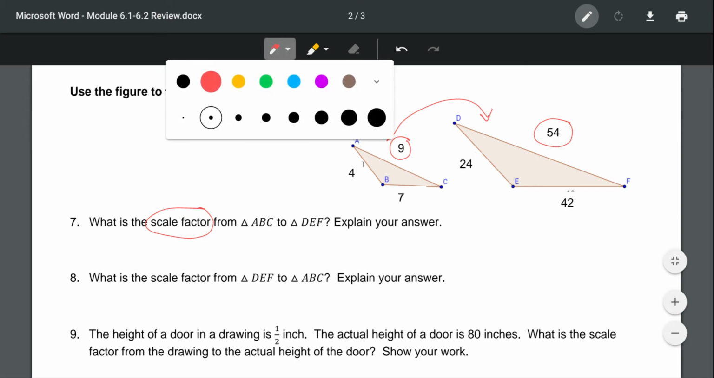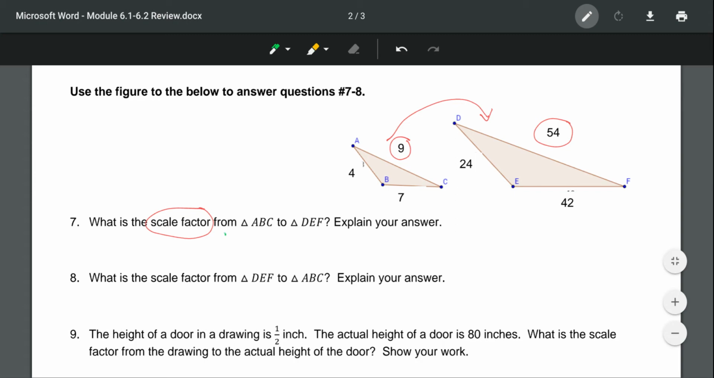So you can call your scale factor x. So you could say 9 times my scale factor, which is x, has to equal 54. So if 9x equals 54, divide both sides by 9. So 54 divided by 9 is 6. Okay, so that means the scale factor is 6, and that's because 9 times 6 is 54.